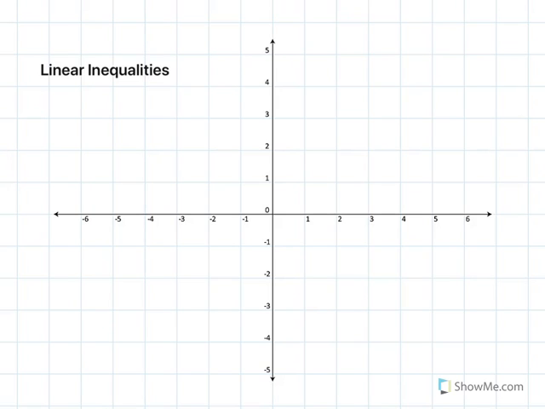Okay, linear inequalities, as we've discussed: you have greater than, less than, greater than or equal to, less than or equal to. Those are inequalities, as opposed to an equation, like y equals 3, or y equals 3x plus 2. So in order to compare them, let's just look at a linear equation, y equals 3x plus 2.